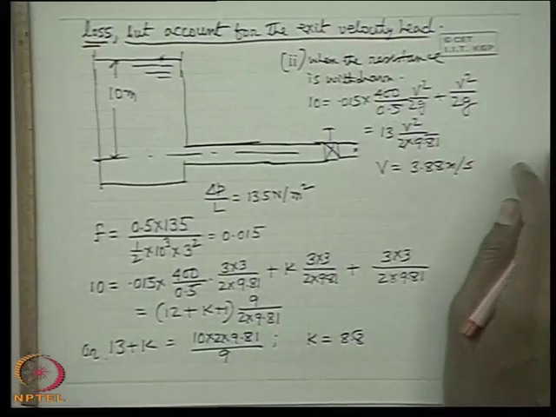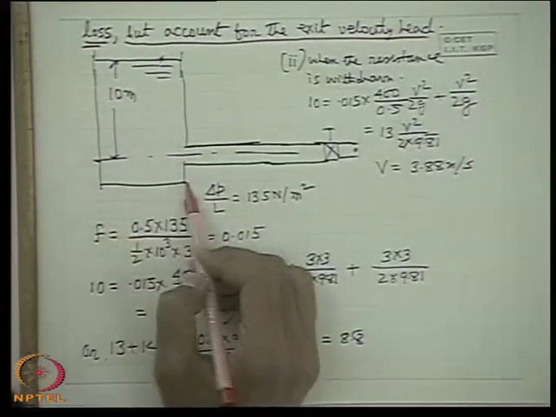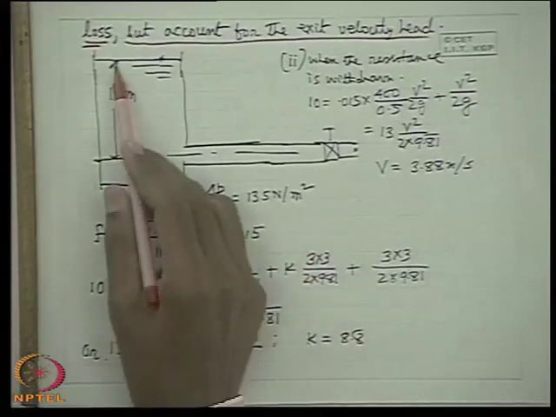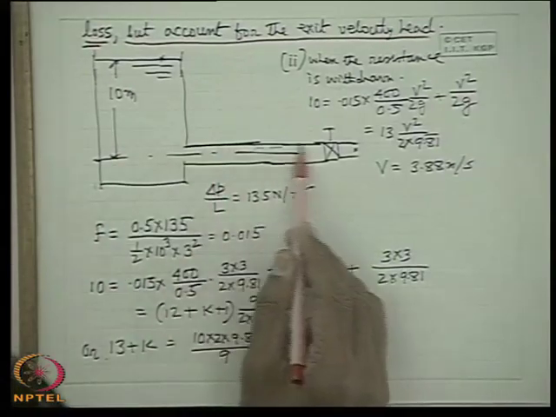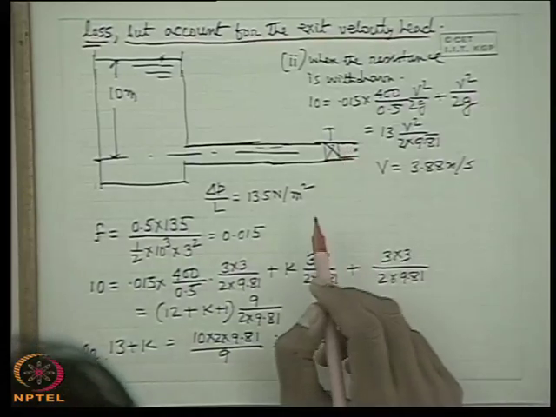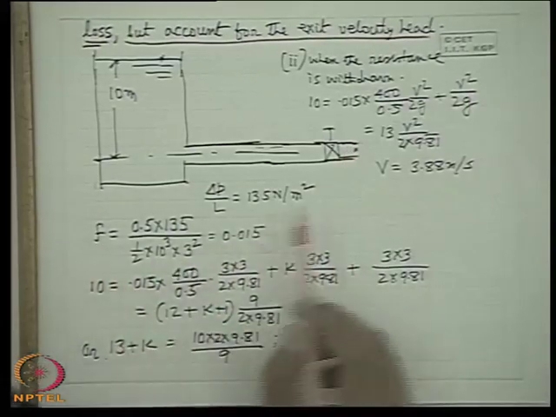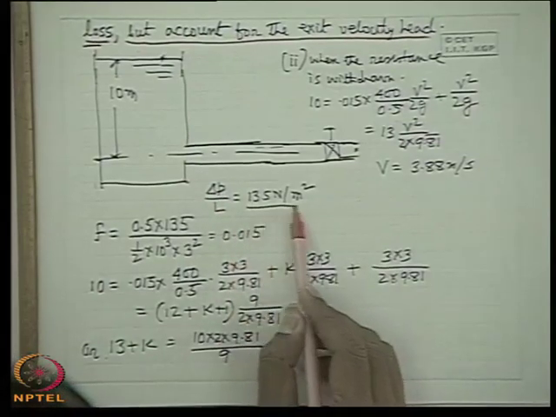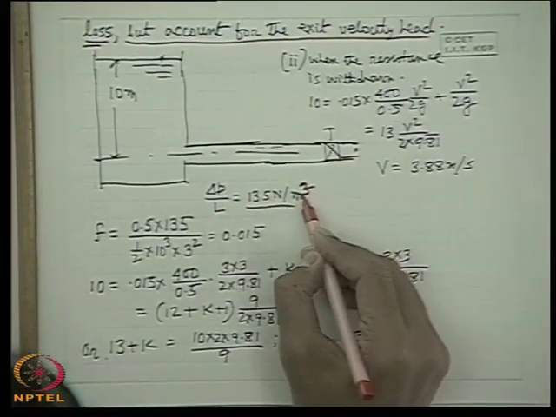Okay, let us see the problem. This is a reservoir. So 10 meter head, and this is a long pipe. There is a valve. First case is that now delta P by L is 135 Newton per meter cube.